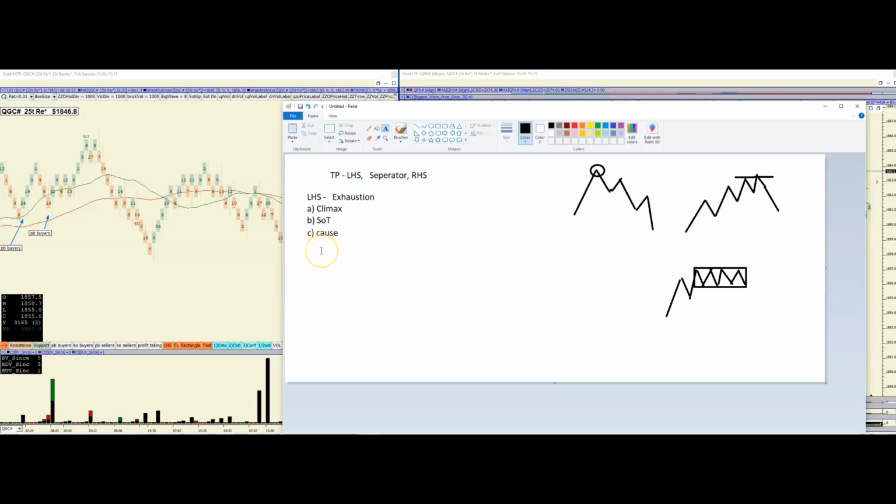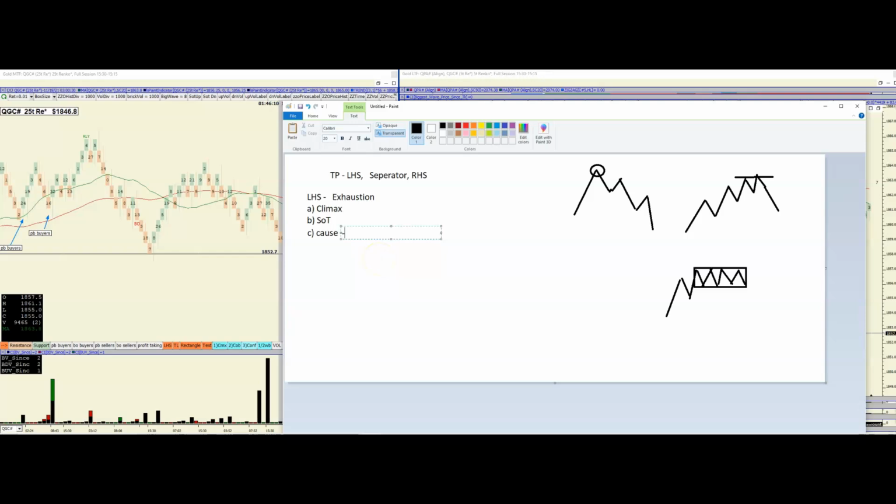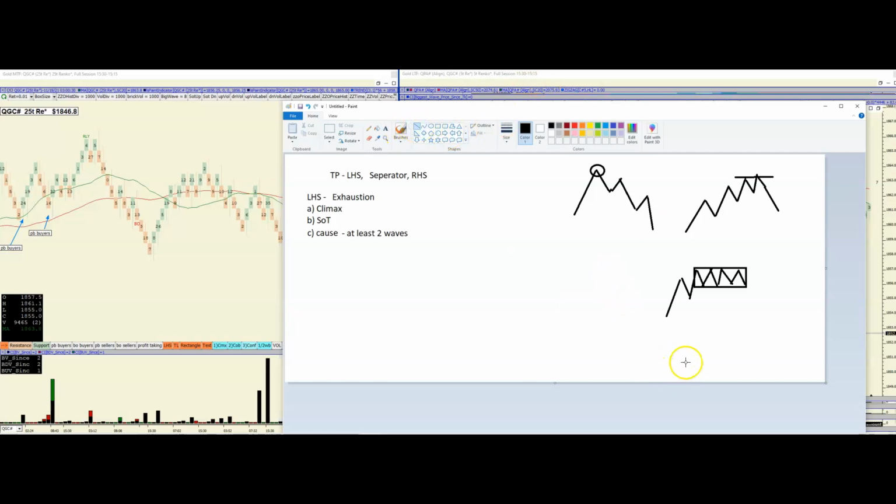But there are many minor refinements, for example, volume off the top. One of these things is going to have heavy selling in the bars. Or a test of the climax. Like you get a climax, and then you have one more wave, which is a secondary test. But I tell you right now, these are the three things. And when I say cause, I mean at least two waves. This is the bare minimum.